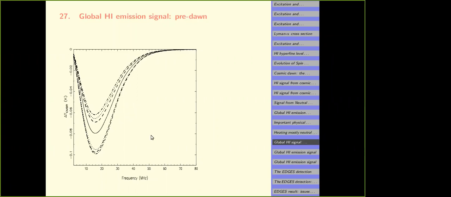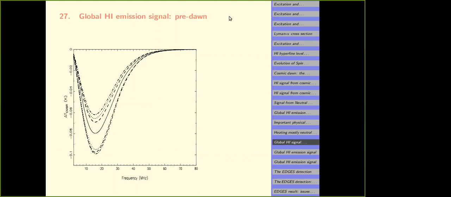What I have done is I have plotted the observable quantity as a function of observed frequency. Observed frequency, remember, the frequency in the rest frame is 1420 megahertz, and observed frequency is a factor 1 plus z below 1420. So if I'm talking about a frequency of 50 megahertz, for instance, we are talking about a redshift of roughly 70. I hope you get that point, right? So I have actually plotted not as a function of redshift, but as a function of observed frequency.